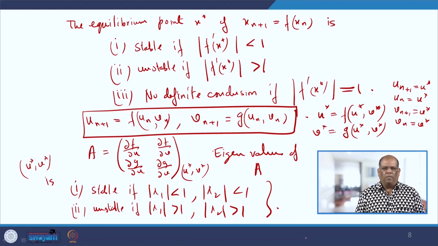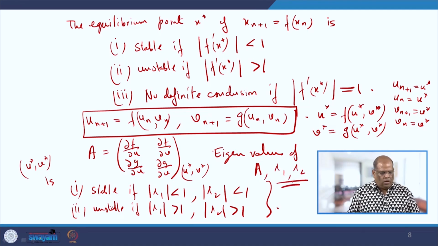So, you have to just remember these as a formula or as a theorem, so that you can apply them to the problems. So, the eigenvalues of A, say they are lambda 1 and lambda 2. Now, quickly let us take an example.